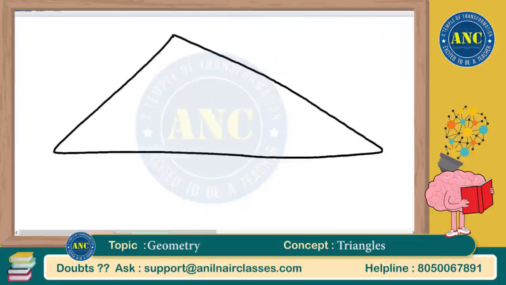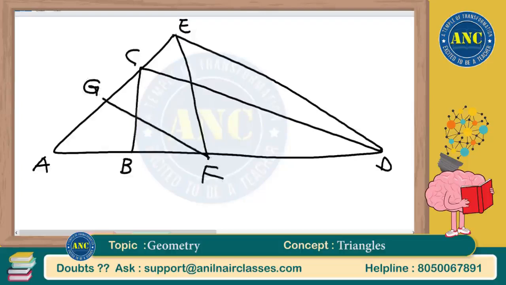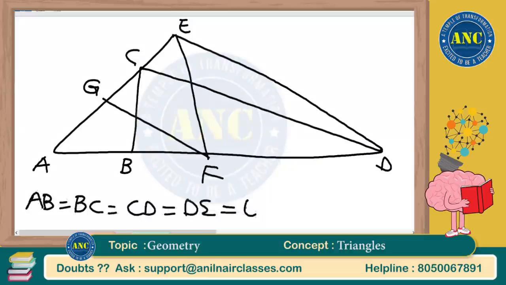Question. This is A. This is E. This is D. This is C. This is B. Once again I am solving. This is F and this is G. AB is equivalent to BC, equivalent to CD, equivalent to DE, equivalent to EF, equivalent to FG, equivalent to GA.